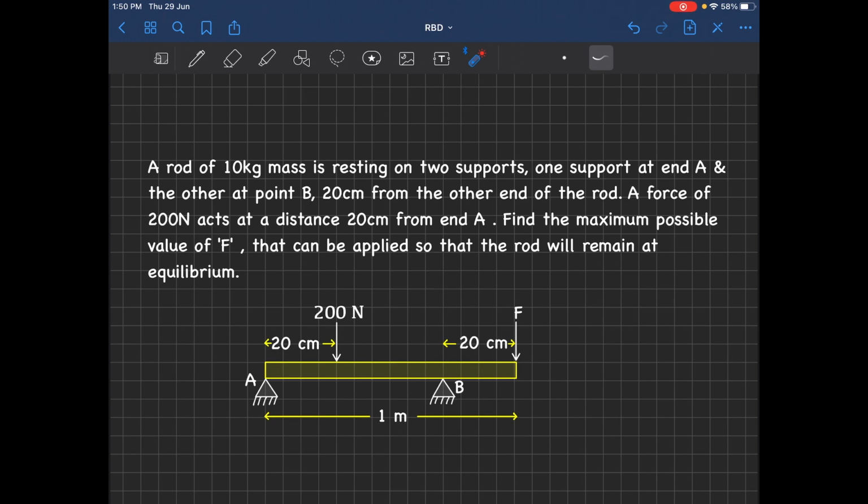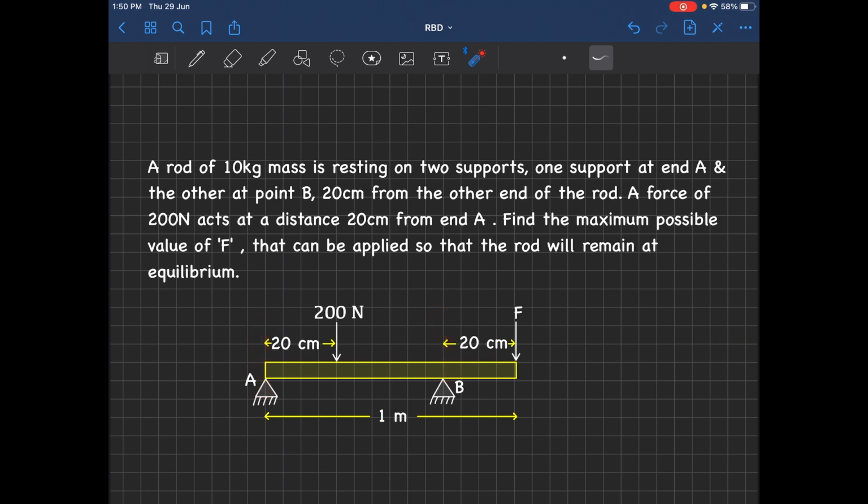So now our question is: what can be the maximum possible value of this F so that the rod will stay in equilibrium? Again, as per equilibrium, we know that net force must be 0 and net torque must also be 0. So in this problem, if we write net force equals 0, we will see that there are two unknowns, A and B, the two reaction forces.